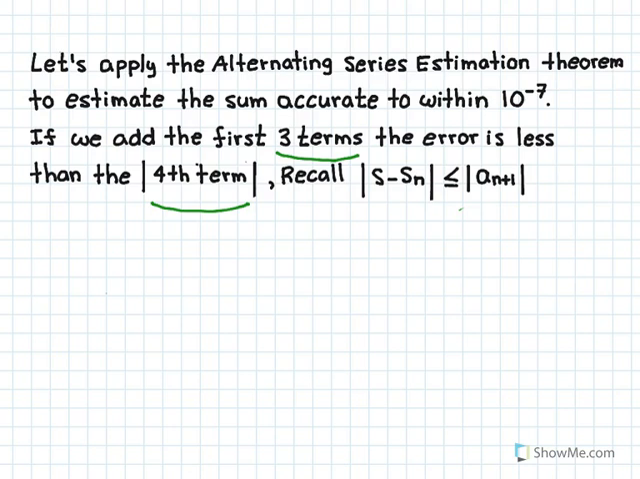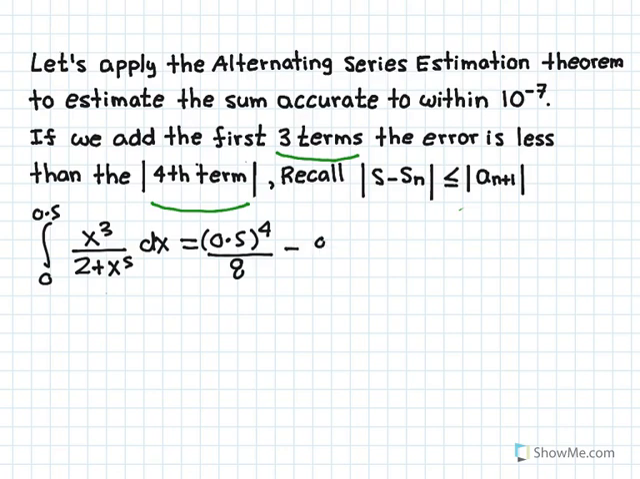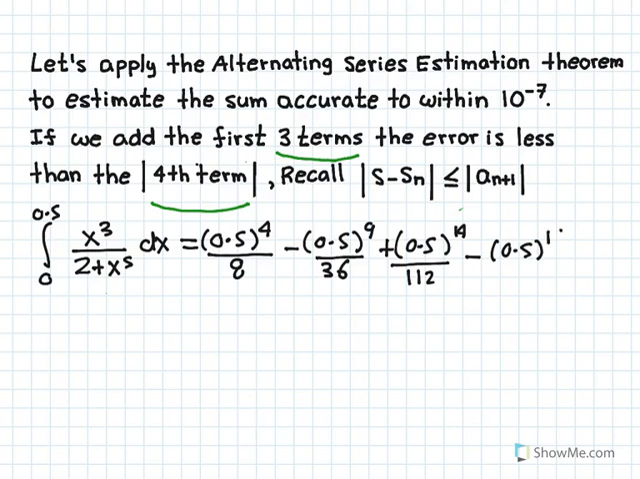So let's do that. So we found the integral from 0 to 0.5 of x cubed divided by 2 plus x to the power of 5 dx. This is equal to 0.5 to the power of 4 divided by 8 minus 0.5 to the power of 9 divided by 36 plus 0.5 to the power of 14 divided by 112 minus 0.5 to the power of 19 divided by 304.